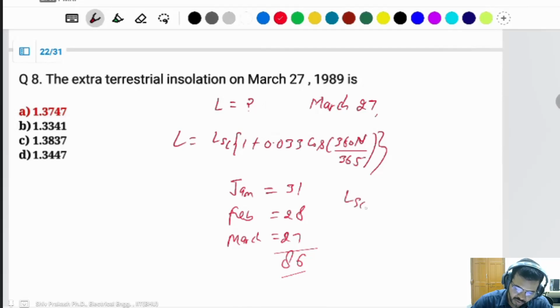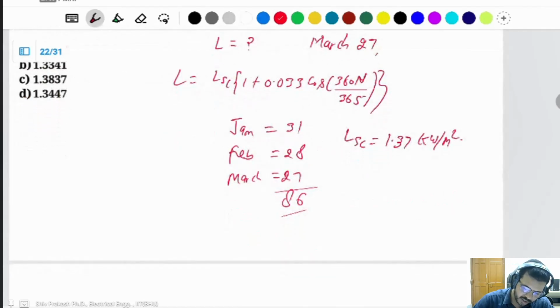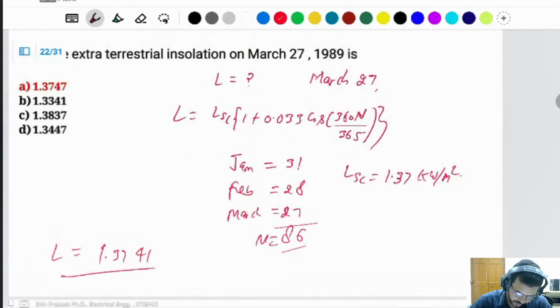In LSC, you know the standard value is 1.37 kilowatt per meter square. Then you can calculate simply LSC. Take n equal to 86. Then you will calculate all of the things. It will be 1.3741 kilowatt per meter square.